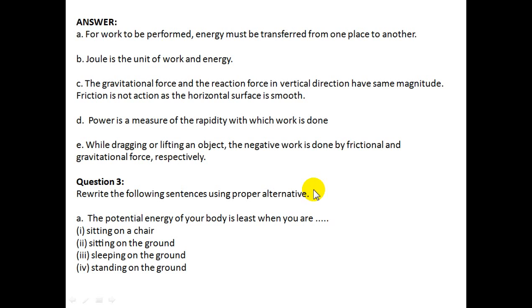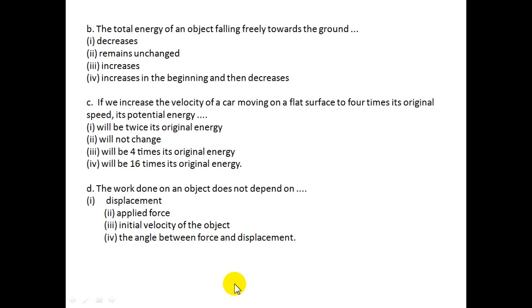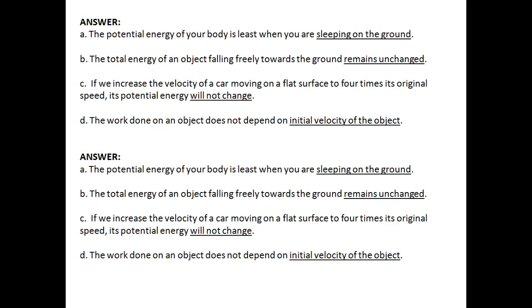Now, question number three, rewrite the following sentences using the proper alternative. The potential energy of your body is least when you are sitting on a chair, sitting on the ground, sleeping on the ground, or standing on the ground. So, potential energy कभी भी height पे होती है. Okay, so potential energy of your body is least when you are sleeping on the ground. तो अगर कोई भी चीज़ height पे नहीं हो, अगर ground पे हो, तो वहाँ पे उसकी potential energy जो होती है वो सबसे कम होती है.